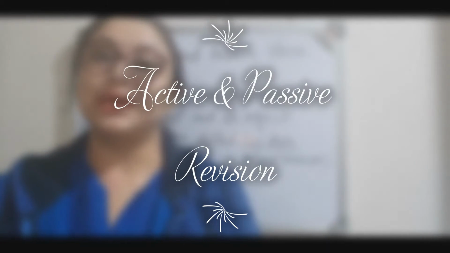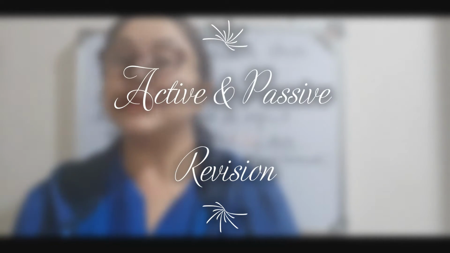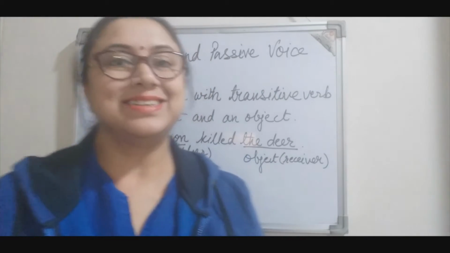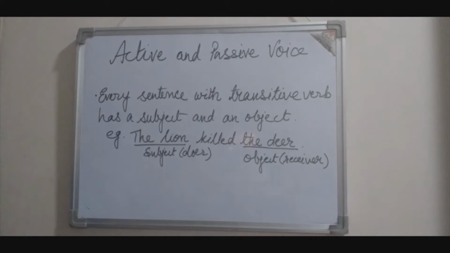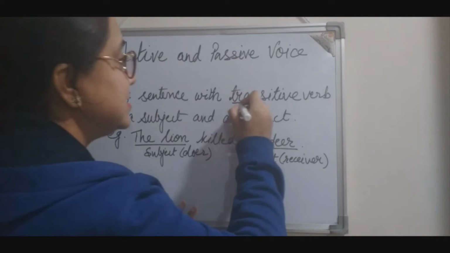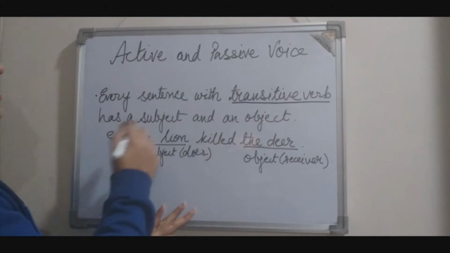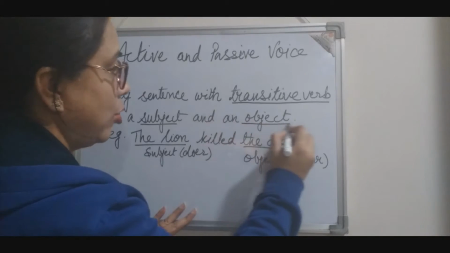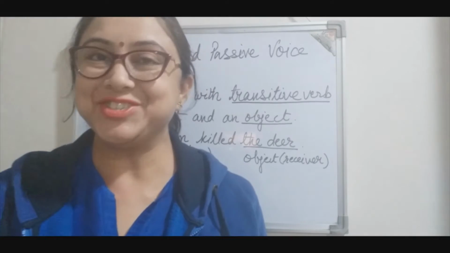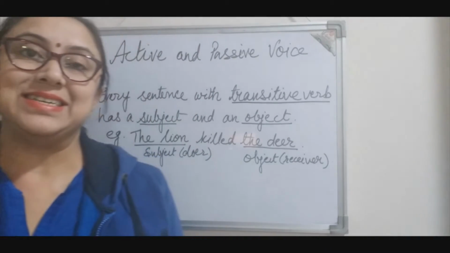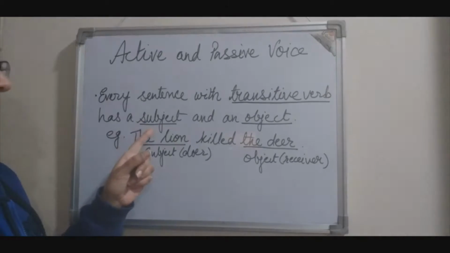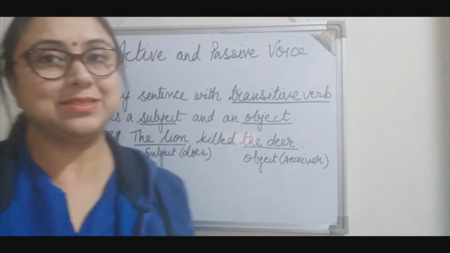Hello everyone. In today's session, we will be doing a quick revision of active and passive voice. So let's start. The first and foremost thing that we learned is that every sentence with a transitive verb has a subject and an object. So every sentence where there's a transitive verb, remember, transitive verb, must have a subject and an object, right?